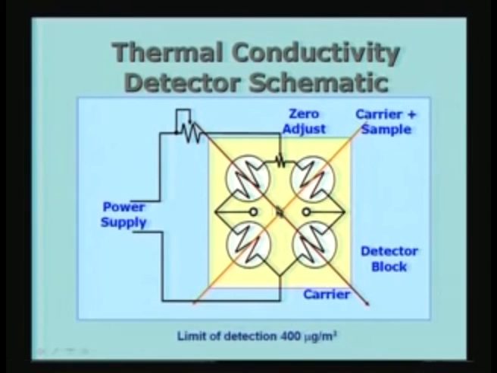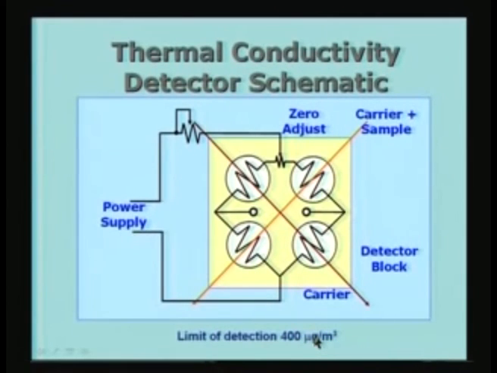So, the essential part is that these four detectors are put in this particular fashion, two exposed to carrier, the other two exposed to carrier plus sample, on opposite arms of the bridge, and therefore it actually amplifies the difference. The voltage difference between these 2 points is twice what it would be otherwise. So, we are going to get a larger imbalance, and this is detected. The limit of detection is about 400 micrograms per meter cube. It is a typical number, 400 micrograms per meter cube.